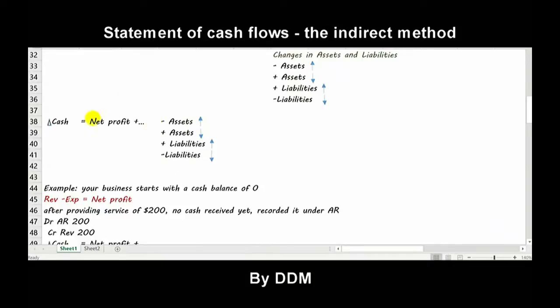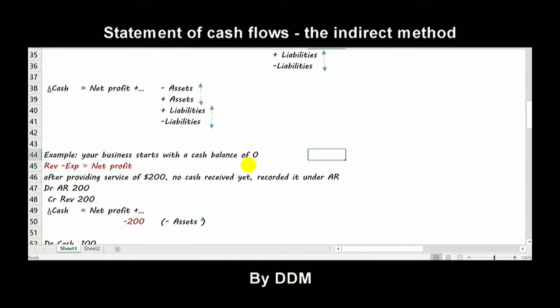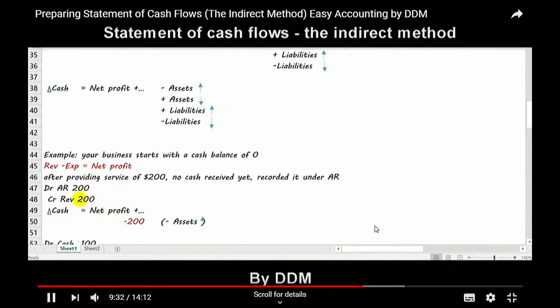Now let's look at the relationship by looking at these simple examples. Let's suppose your business starts with a cash balance of 0, and this relationship still holds. That's revenue minus expenses equal to net profit. So when you start your business with a cash balance of 0, that means you have 0 cash and also 0 net profit. Now, after providing service of $200, you haven't received cash yet, so you record it under accounts receivable. The journal entry is debit accounts receivable $200 and credit revenue $200. This transaction has no impact on cash, but it affects net profit. It increased net profit by $200 because of the revenue generated.